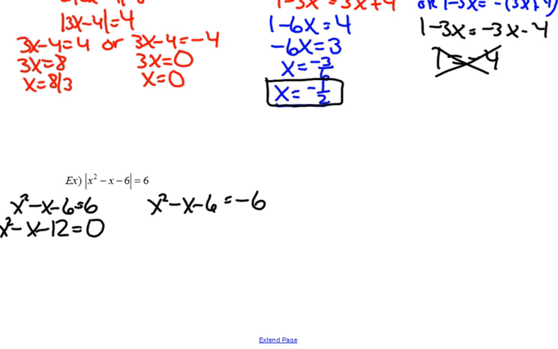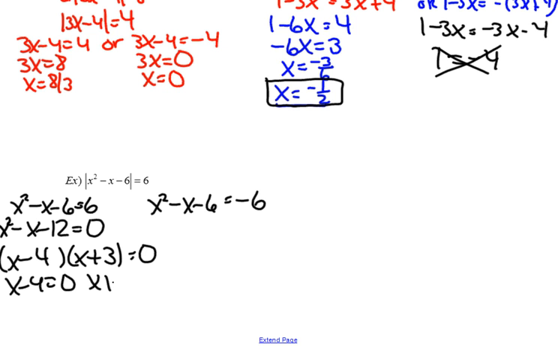So this is a quadratic equation. I should be able to factor. Factors of -12 that add up to be -1. That's -4 and +3. -4 times 3 is -12. -4 plus 3 is -1. Set each factor that contains a variable equal to 0. So two of my solutions are 4 and -3. Again, you should always go back and check your answers to make sure that they both work. In this case, they both work.